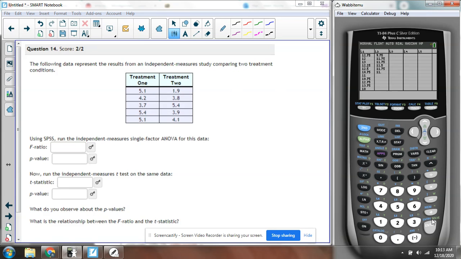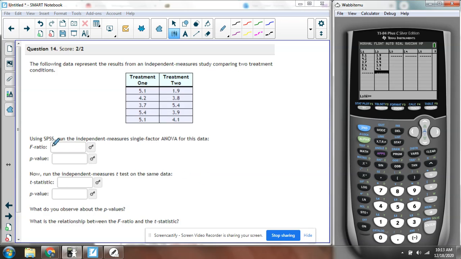So I'm going to go to Edit, List. I'm going to clear all three of these out, just to avoid any confusion, having a third list. I'm going to plug my values in one by one. L2. Add it all in there.